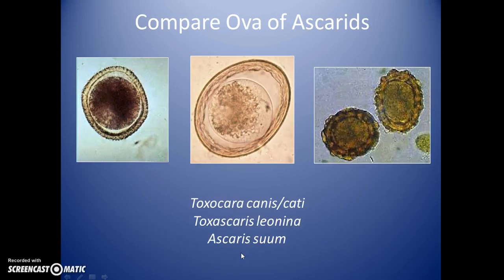So what I would like you to do is compare the ova of the ascarids that we just talked about here. You can see the fine pitted outer shell of Toxocara, the smooth outer membrane and just slightly ropey inner membrane of Toxascaris, and that thick, bumpy outer shell, the piggy bump shell of Ascaris suum.